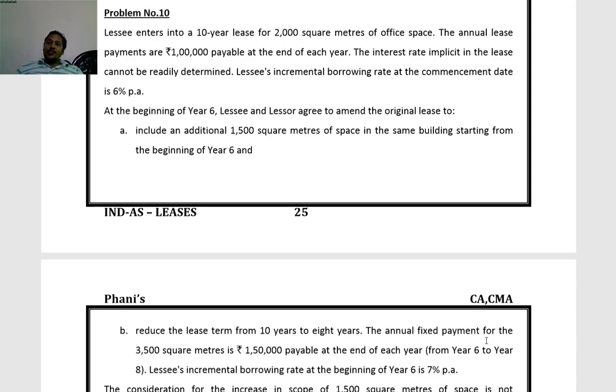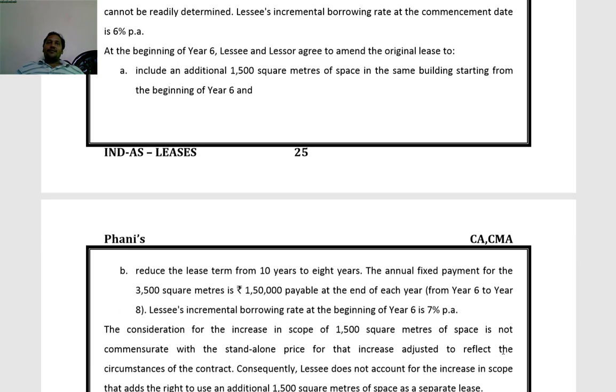The annual fixed payment for 3500 square meters is 1,50,000. Now the revised lease payment is 1,50,000 per annum, payable at the end of each year from year 6 to year 8. Now the incremental borrowing rate is 7% per annum. Now the two modifications we have to account for: increase in the scope of the lease. 1500 more square meters are included, that is the increase in scope.